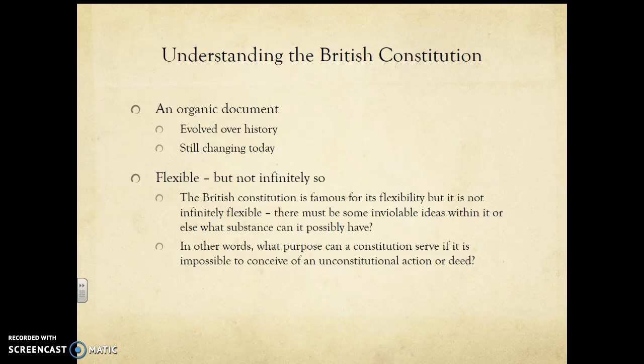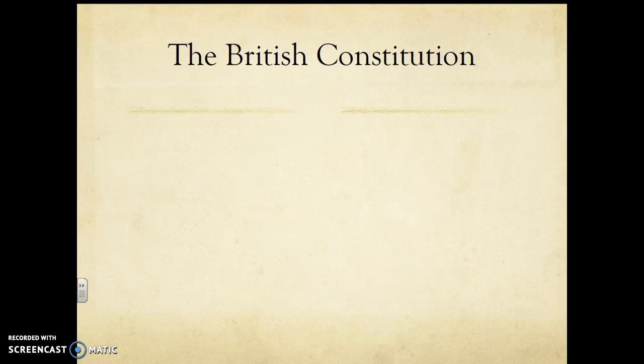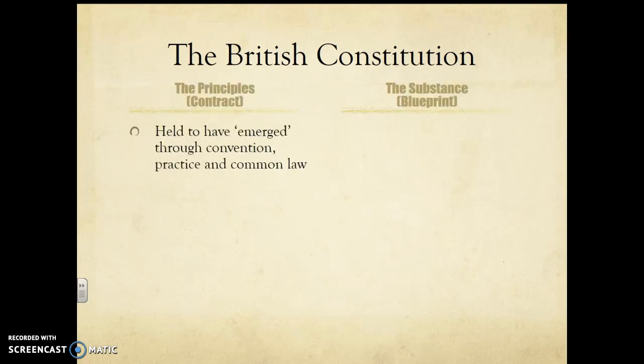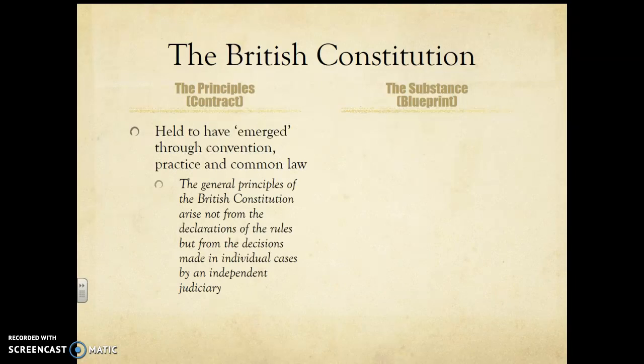If a constitution doesn't actually establish things that can't be done, then what indeed is the point of having a constitution? If rule one is there are no rules, then we have a problem. So where is our constitutional fixed point? And the fun thing is that we can find it through Dicey.